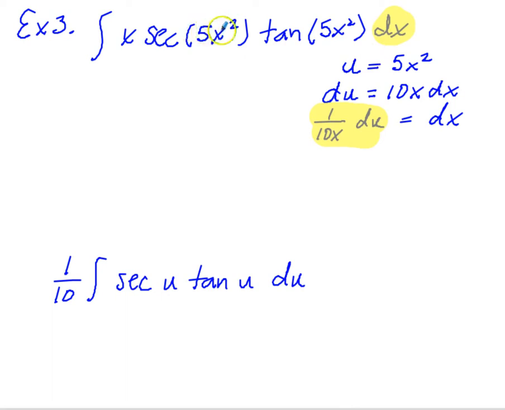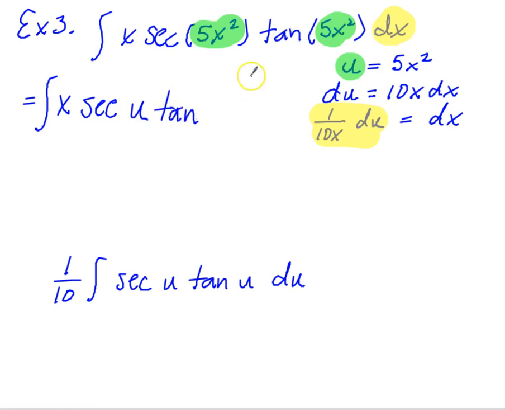Now making your substitutions, we've got dx as 1 over 10x du, and of course our original argument, 5x squared, everywhere it occurs is where we're going to put the u. So my original problem, the integral of x secant of u, I'm going to drop the parentheses since it's just a u, tangent of 5x squared, but that's u, and then dx is equal to 1 over 10x du. Again, works like magic.